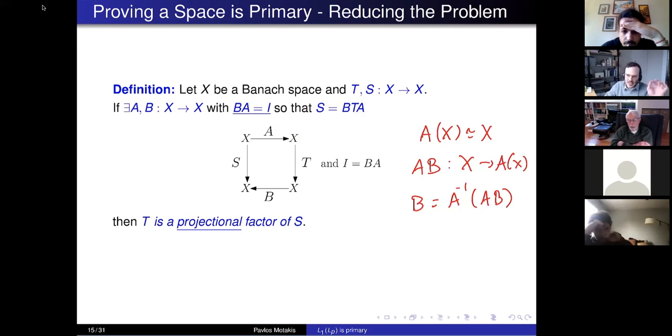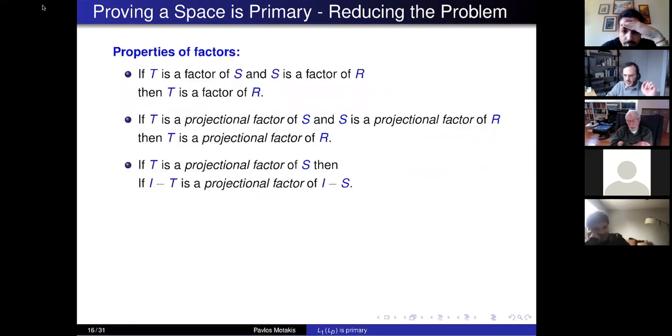Now let's see what this has to do with our problem, the problem of primariness, and why it has to do with reducing operators themselves. So here are some properties of factors and projectional factors. The first one is that if I have three operators, T, S, and R, and T is a factor of S, and S is a factor of R, then T is a factor of R. So being a factor is a transitive property. And this can be verified directly. Secondly, also by direct verification, if T is a projectional factor of S and S is a projectional factor of R, then T is a projectional factor of R.